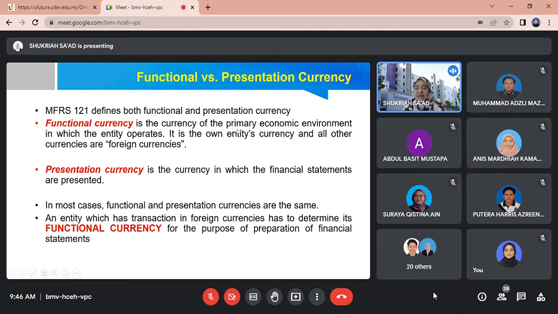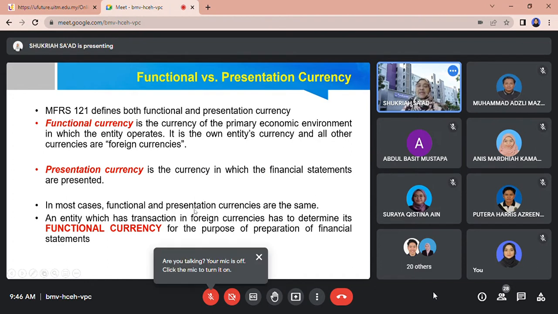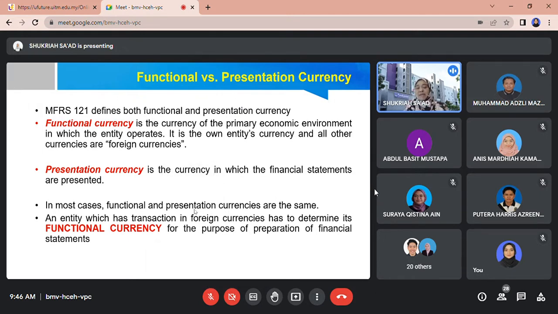Functional currency, as we know, that is a primary economic environment. Presentation currency is a currency in which financial statements are presented. So in most cases, dia kata both are the same. Tadi foreign currency tak sama dengan functional. But functional currency is in most cases will be the same as presentation currency. So an entity which has transaction in foreign currency has to determine its functional currency. Ni wajib. Step number 1, dapat soalan, identify what will be the functional currency.